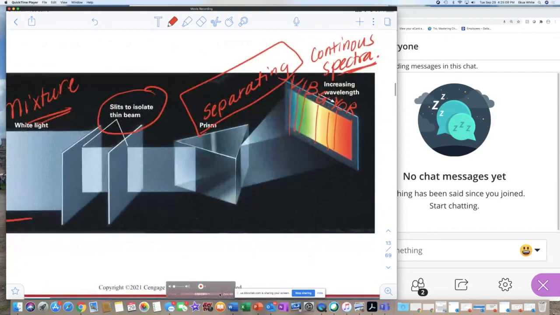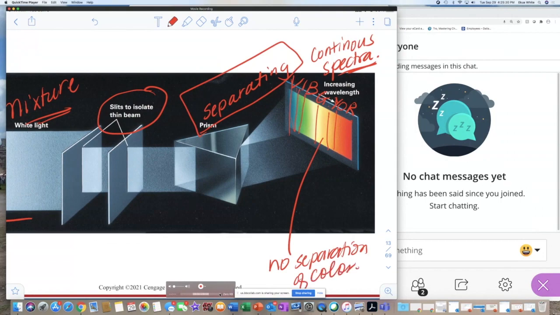But continuous spectra. Why? Because you don't have any separation of the color bands. You see here, there is no separation of color bands. They're just kind of bleeding into each other. The violet bleeds into the indigo, the blue, the green, yellow, orange, red, right? Like tie-dye. They're just kind of fading or bleeding into each other.